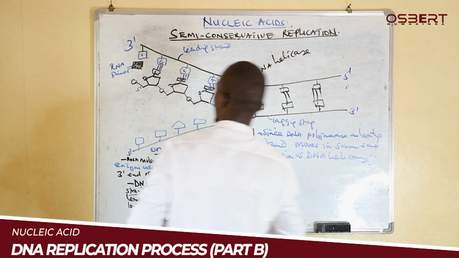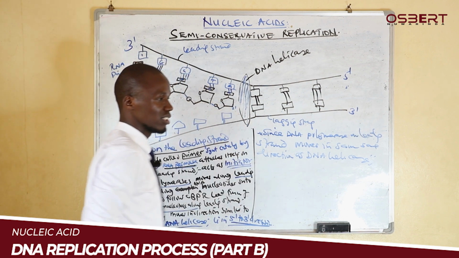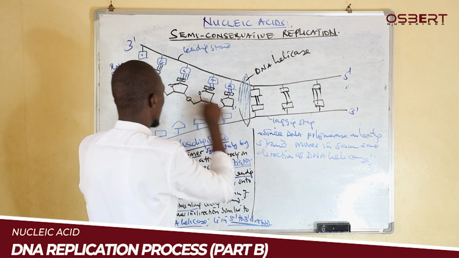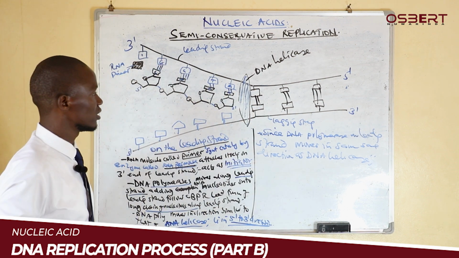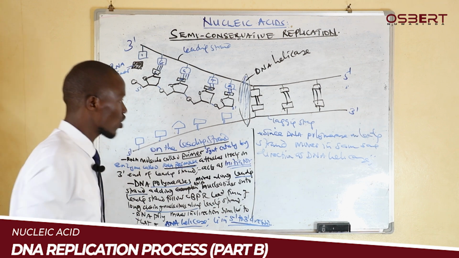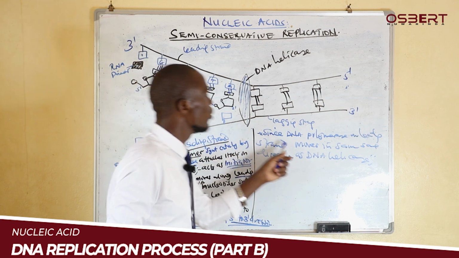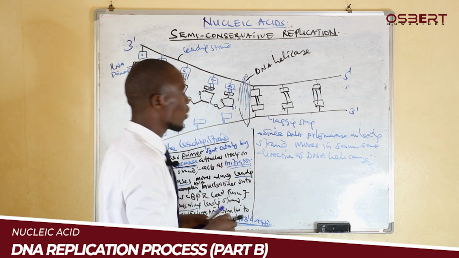In a what? In a 5' to 3' direction, because the new chain which is being added is in the 5 prime to 3 prime direction. So since DNA polymerase on the leading strand moves in the same direction as the DNA helicase, what does that mean?